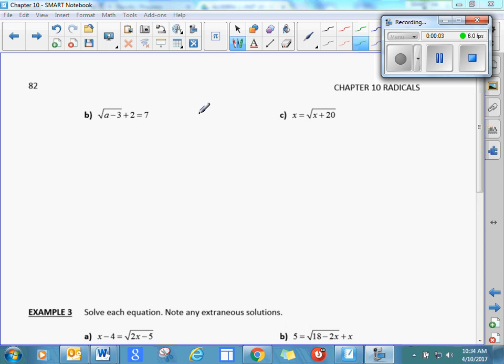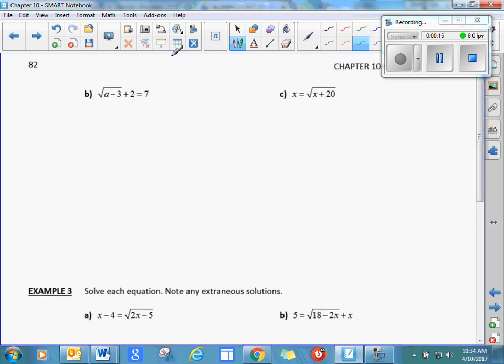A few more examples to work through on this page, on page 82. Reminding you what we did in our last video: we isolated the radical. We got rid of the radical by squaring both sides. And after we found our solutions, we went back and checked them.